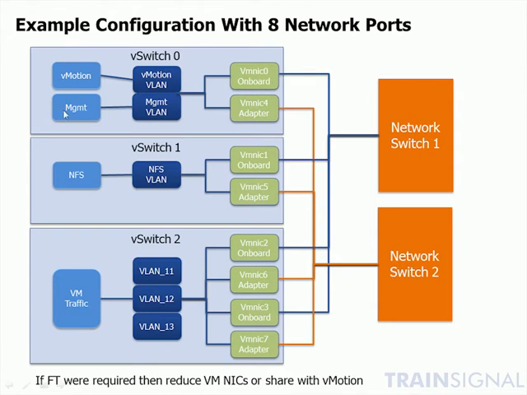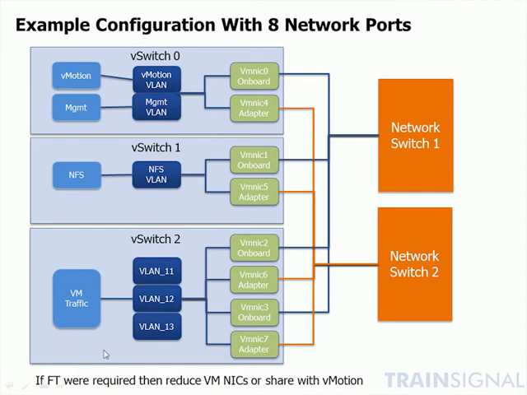So for vMotion and management, I mentioned we could share that. We use a vMotion VLAN and a management VLAN. They're running balanced over the same 2 NICs. NIC 0 onboard goes to switch 1. NIC 4, which is a PCIe adapter, goes to the other switch. So if we fail this adapter, we're still running and good. Same thing here for NFS. If you use iSCSI, we can just switch this to iSCSI. But again, onboard to one switch, adapter to the other.